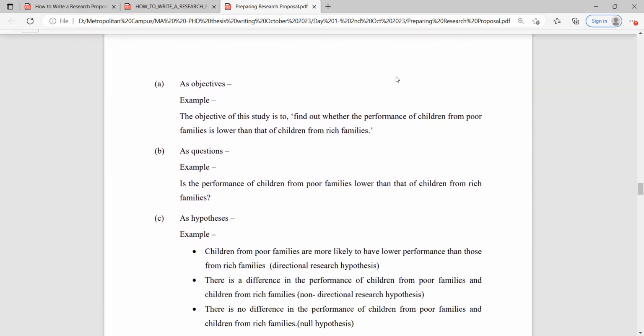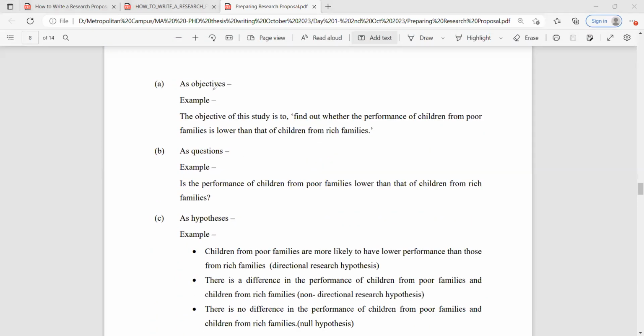So for an example, look, now see here, this is your objective. The objective of this study is to find out whether the performance of children from poor families is lower than that of children from rich families. So that is your objective. Always remember, when you're writing your objective, always write with to find, to estimate, to investigate, to evaluate, to understand, to assess. Like that, always we write the objective.